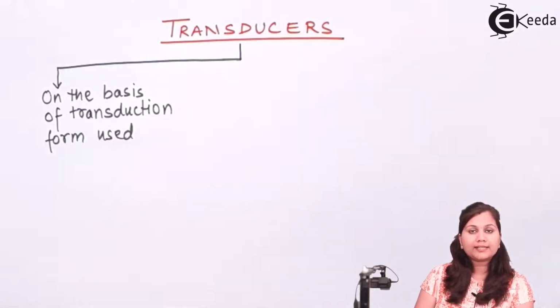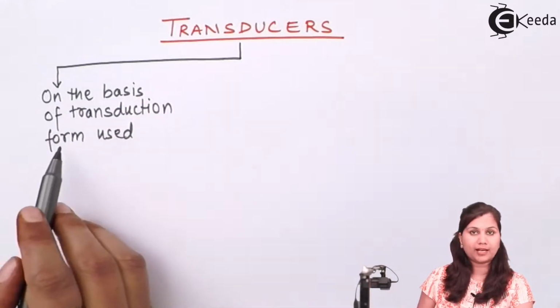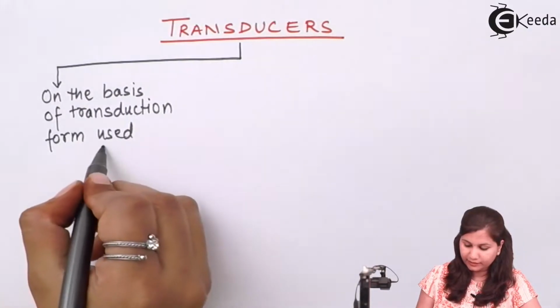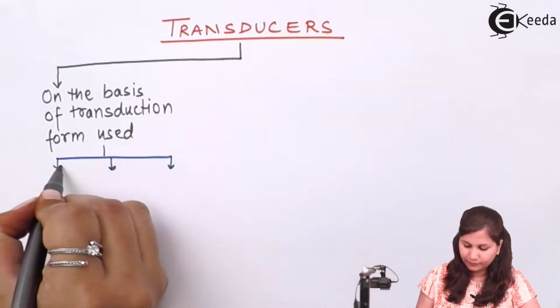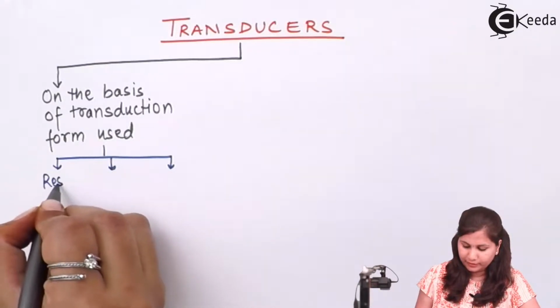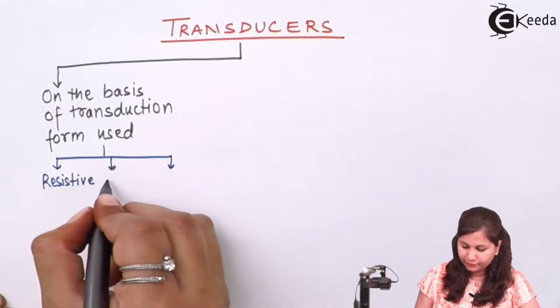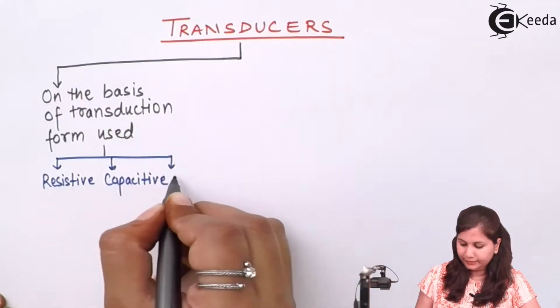Now let us see how we can classify the transducers into different categories. The first classification of transducers is based on the transduction principle used, and on the basis of this the transducers are divided into three categories: resistive, capacitive and inductive.